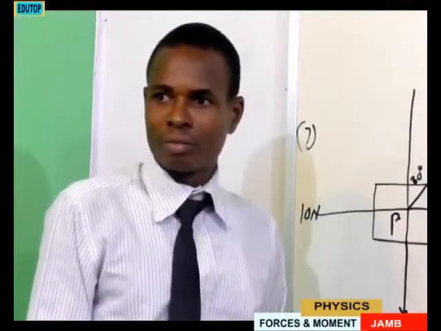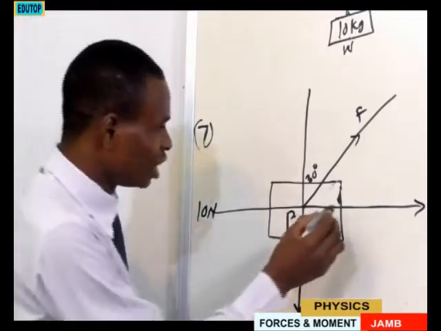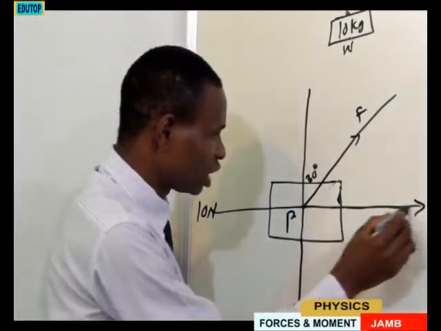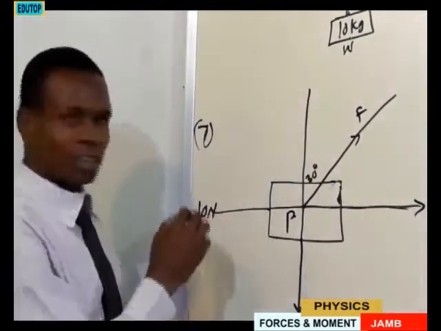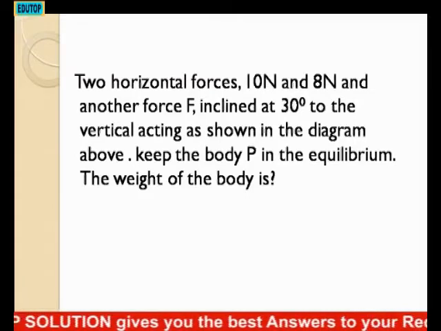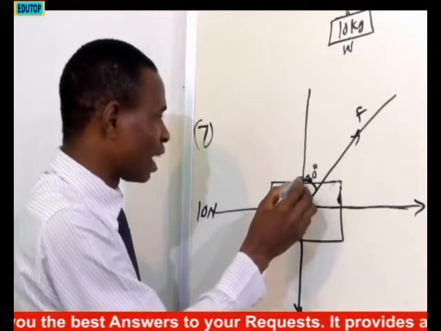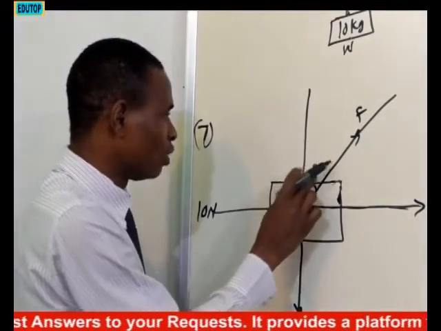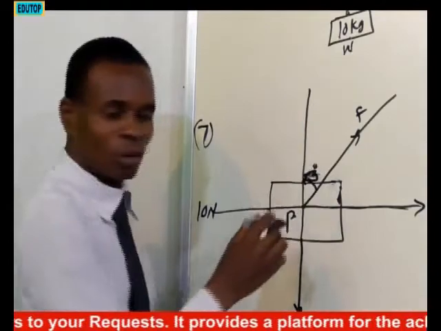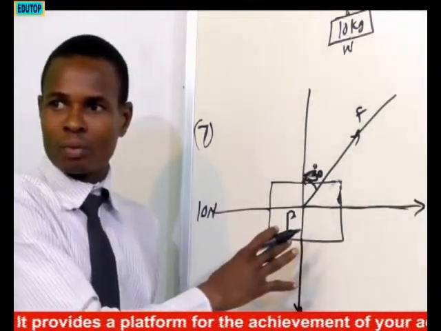Question number 7. The question says two horizontal forces, 10 Newton and 8 Newton. You can see these are horizontal forces, 8 Newton and 10 Newton, and another force F inclined at 30 degrees to the vertical. You can see the diagram shown above.